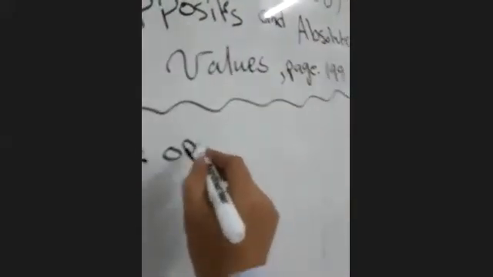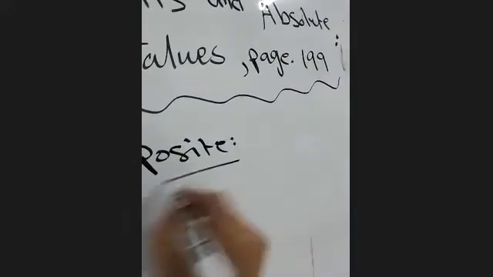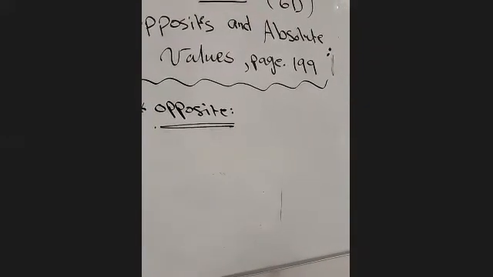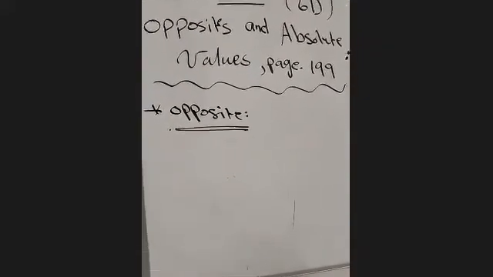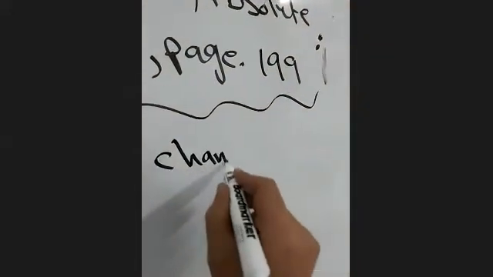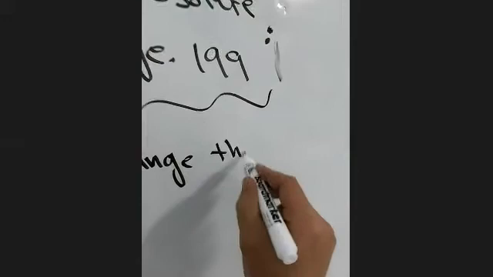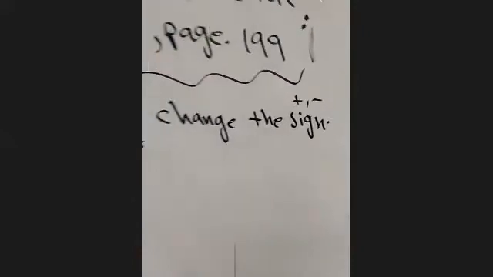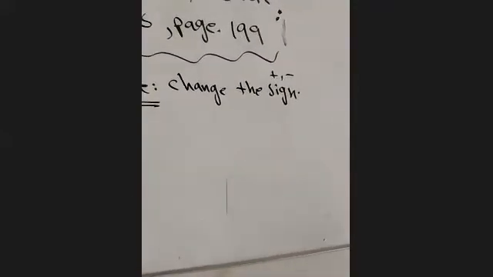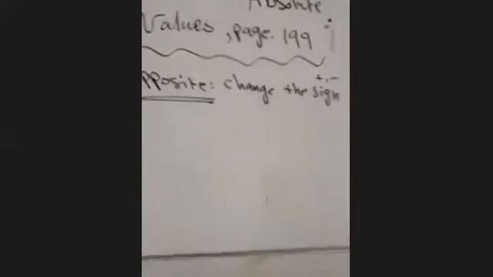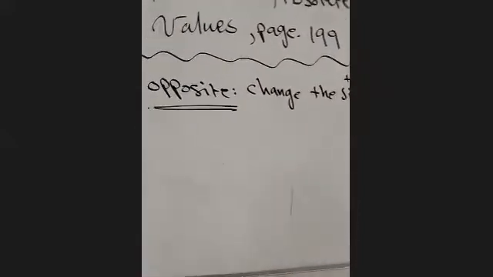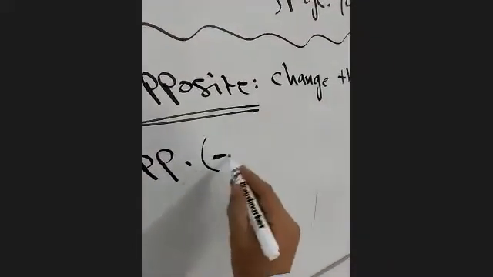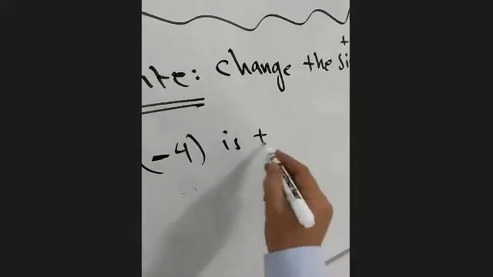Now, to find the opposite of an integer, you need to change its sign. Change the sign of the integer. And when I say sign, I mean plus or minus. So to change the sign of the integer means opposite. Opposite of -4 is +4.